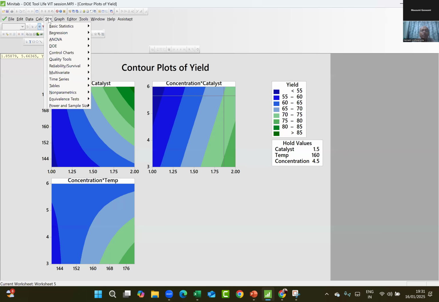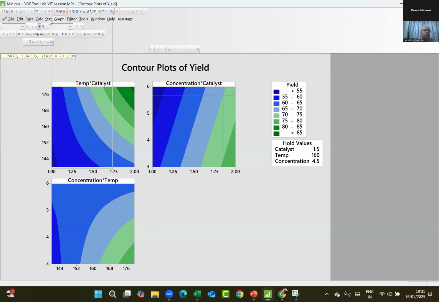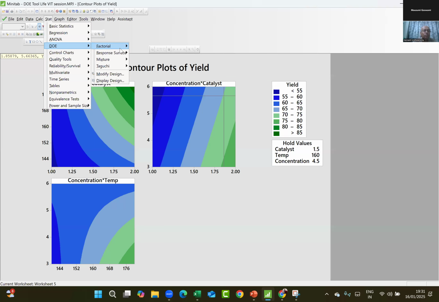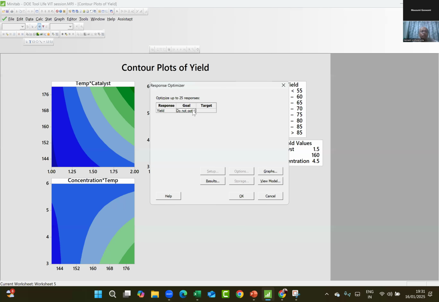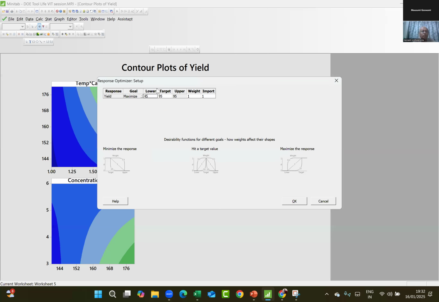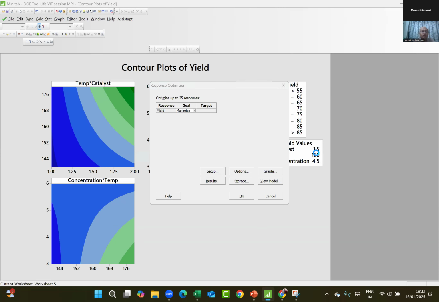And maybe Yashwant had joined. I'll close the session in a minute or two. So if you go to Stat, DOE, the Response Optimizer, again, you want to maximize yield. You could minimize or whatever, depending on the type of response. And then you will say, okay, the lower value that I want at least is, let us say, 75, and target is 95. That may not be possible, but whatever, let us see what it gives.